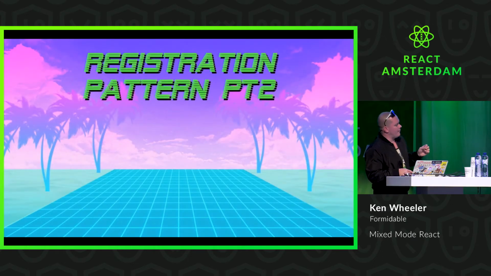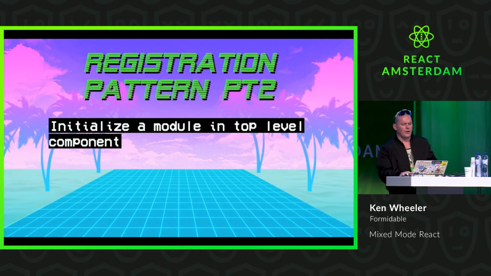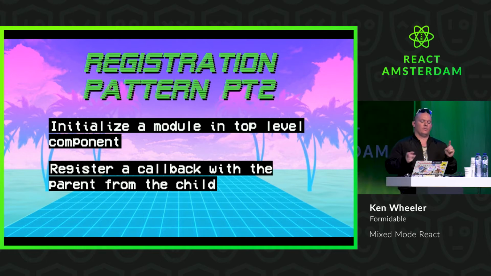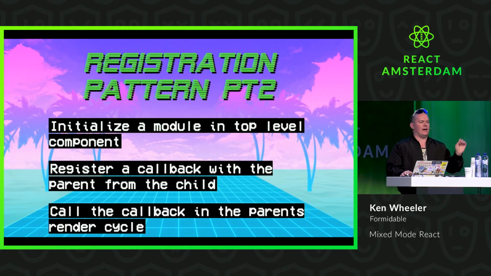So there's another pattern here where you do the same sort of thing. You initialize the module in the top level component. You register a callback with the parent from the child, so you can keep any logic for what that child represents in the child. You're passing the callback up to the parent, and then when the parent renders, all the callbacks that have registered with it, you can then call those.